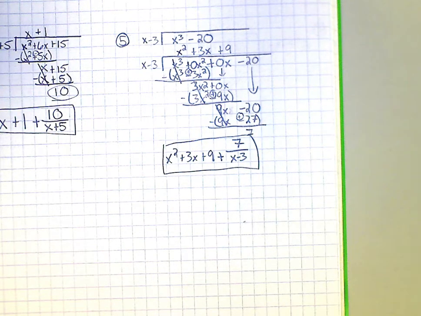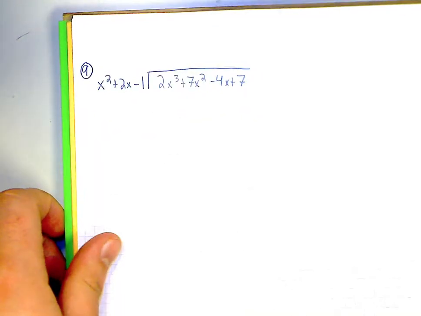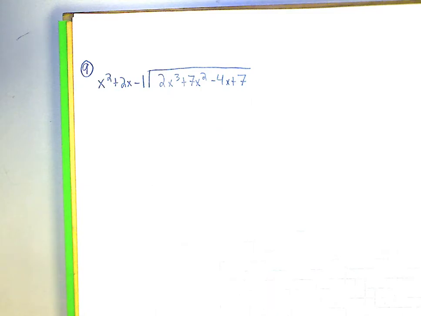Okay, so let's go ahead and look at number 9. Go ahead and get that problem here for us. Again, this one I've already set up for us. We have our 2x to the third plus 7x squared minus 4x plus 7 being divided by an x squared plus 2x minus 1. Okay. In the end, this problem isn't much different than what we've already done. We just have extra pieces.